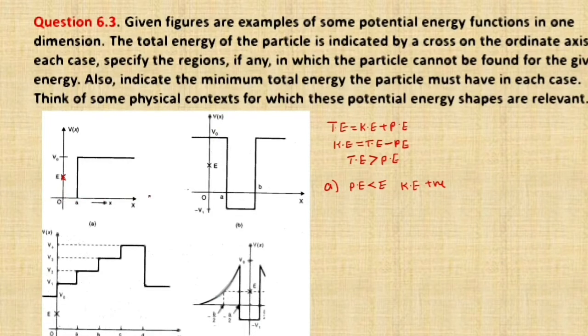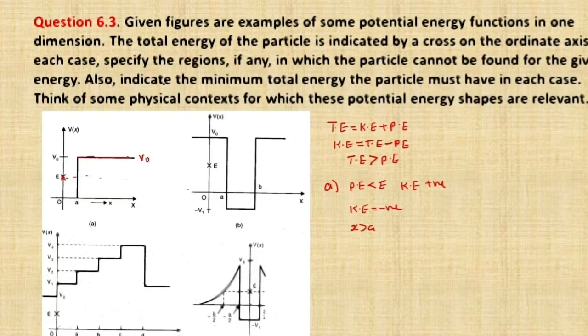But from A to the remaining points, if x is greater than A, what will happen there? If x is greater than A, the potential energy, marked here as V0, is greater than the total energy. So in that region, the kinetic energy becomes a negative value. So in the region x greater than A, we cannot find any particle. The particle cannot be found for the given energy. Okay, so this is what the first question is talking about.